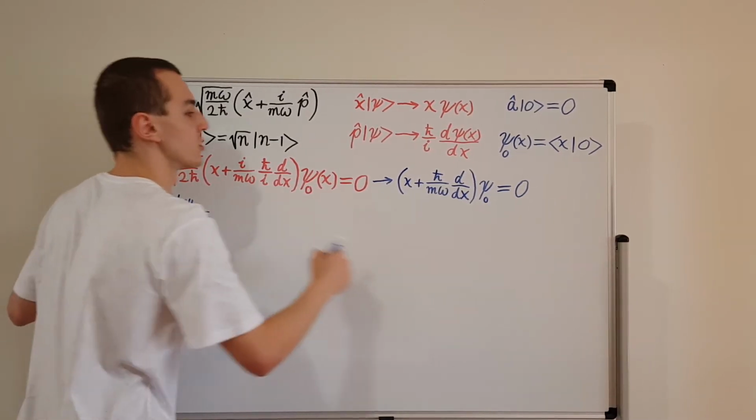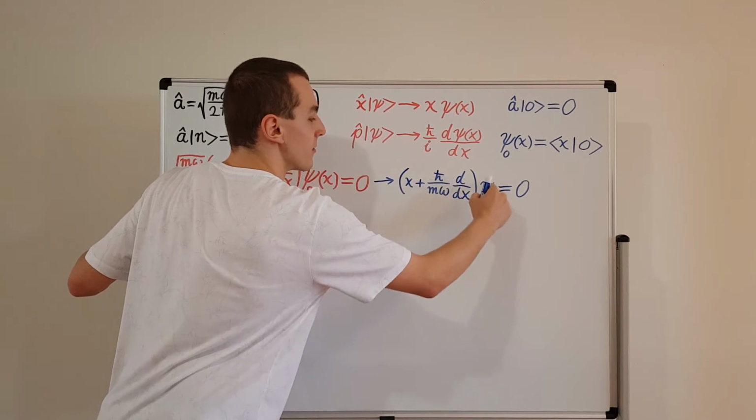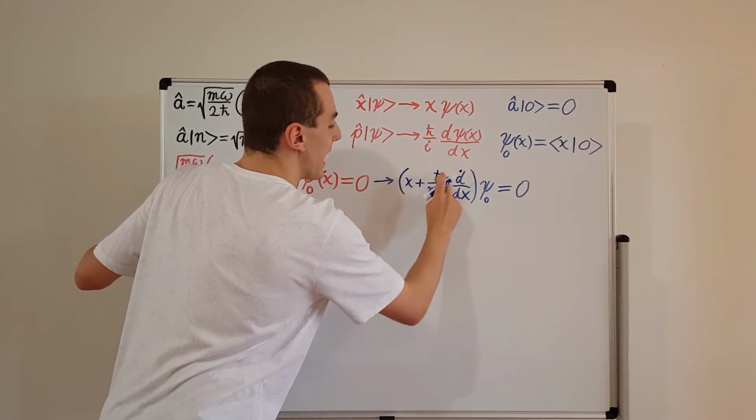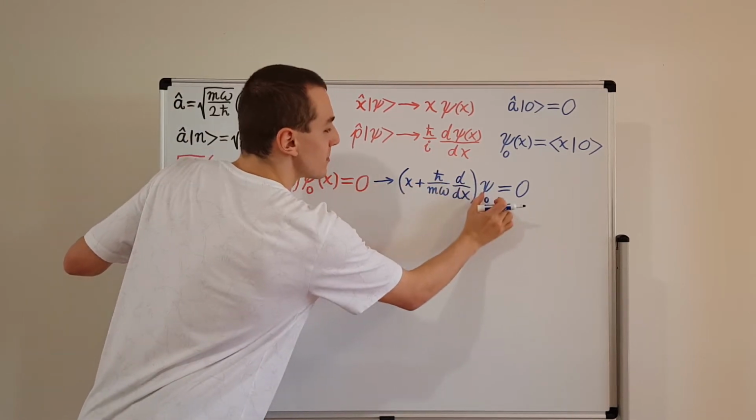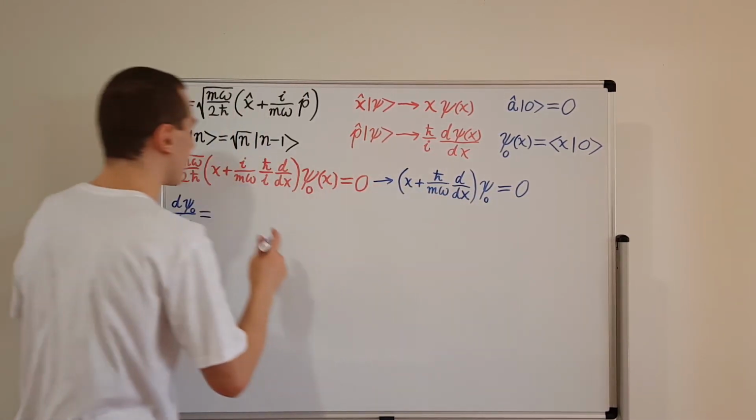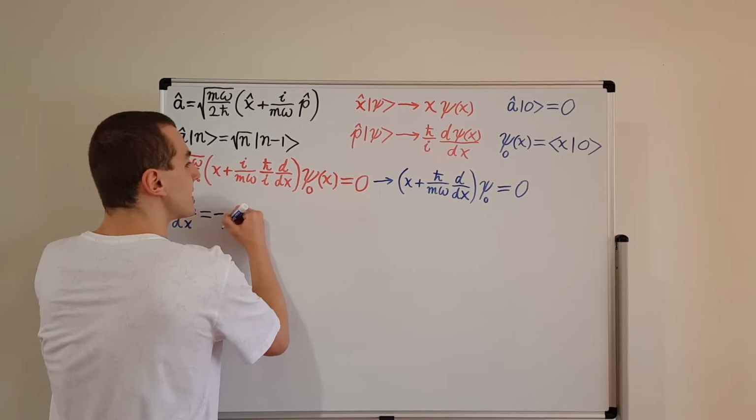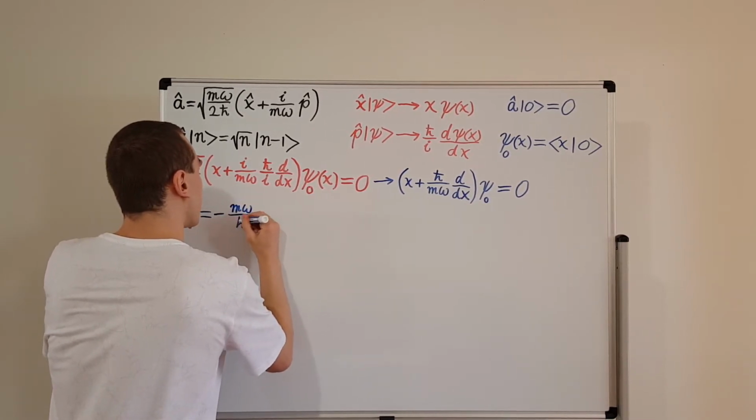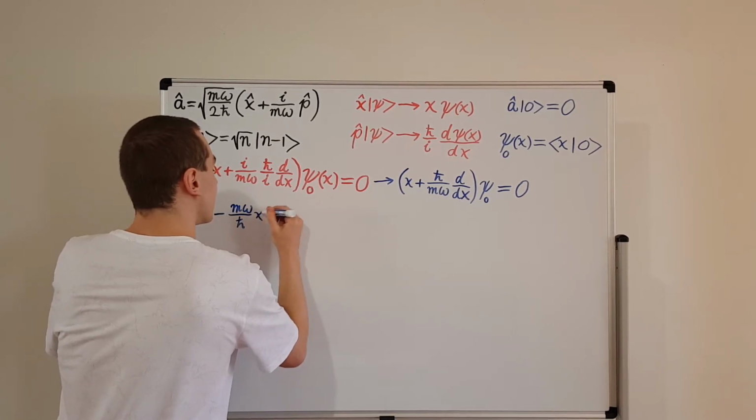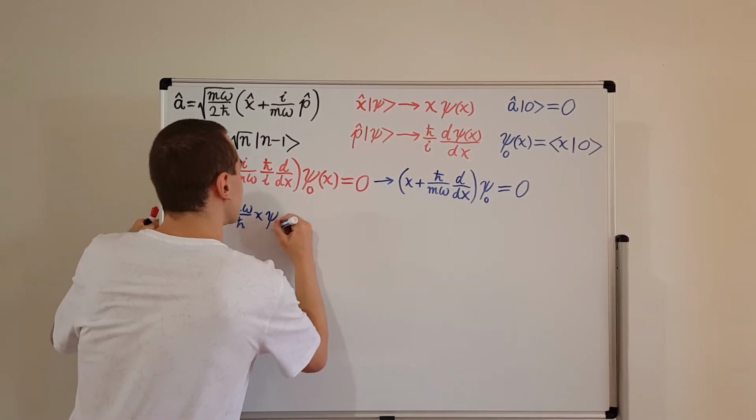What is that equal to? So I'm just acting with the derivative. I'm going to have to divide both sides by h bar on m omega, and I also have to act with x on this psi naught, and I'll move that to the other side. So that's going to give me minus m omega over h bar times x times psi 0.